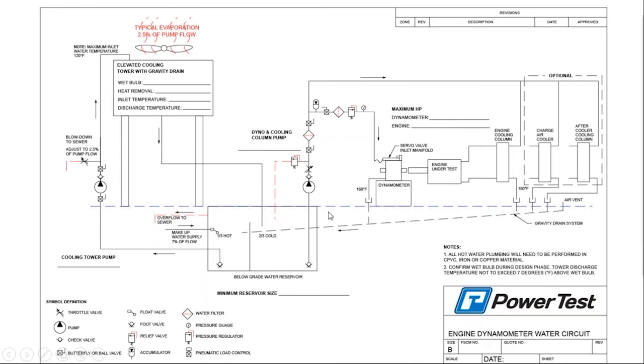Based on some calculations, I can take a look and indicate the minimum size of the reservoir, and that can be provided in both gallons and liters. Over here, as we walk through, we've got the cooling tower pump, and we will indicate on this drawing specifically the flow rate and pressure that you've got to have to operate the system.